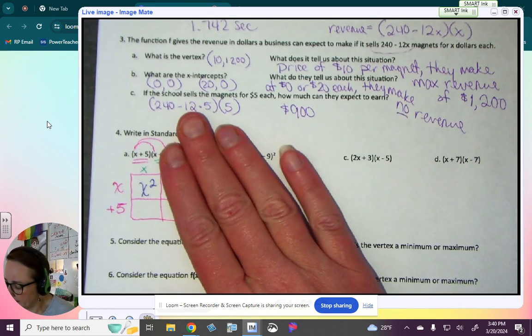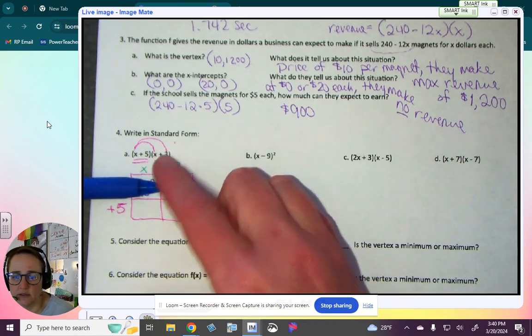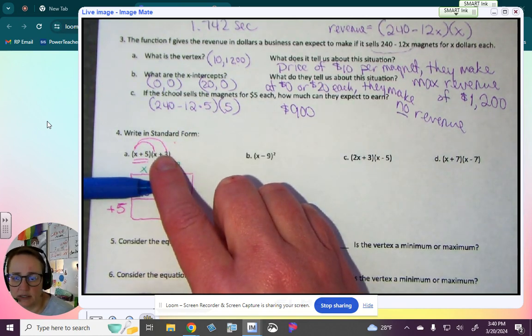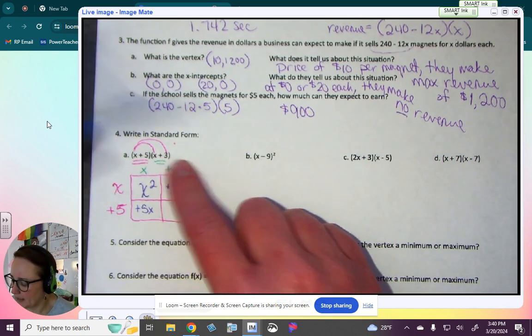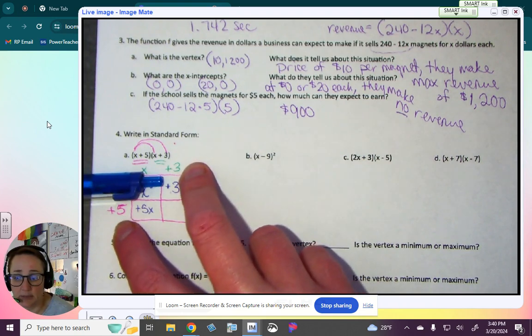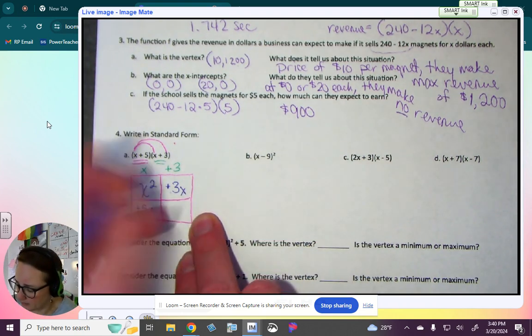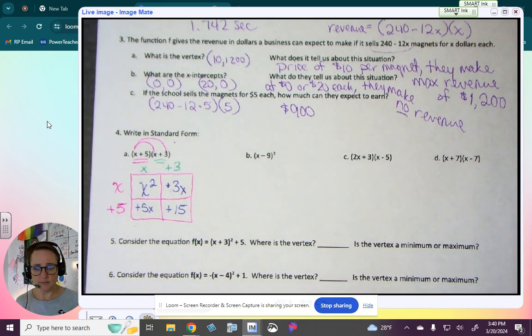Now I need to multiply the top with the bottom row here. So x times a positive 5 is a positive 5x, and a positive 5 times a positive 3, positive times positive is positive, 5 times 3 is 15. Now I'm going to try to combine like terms.